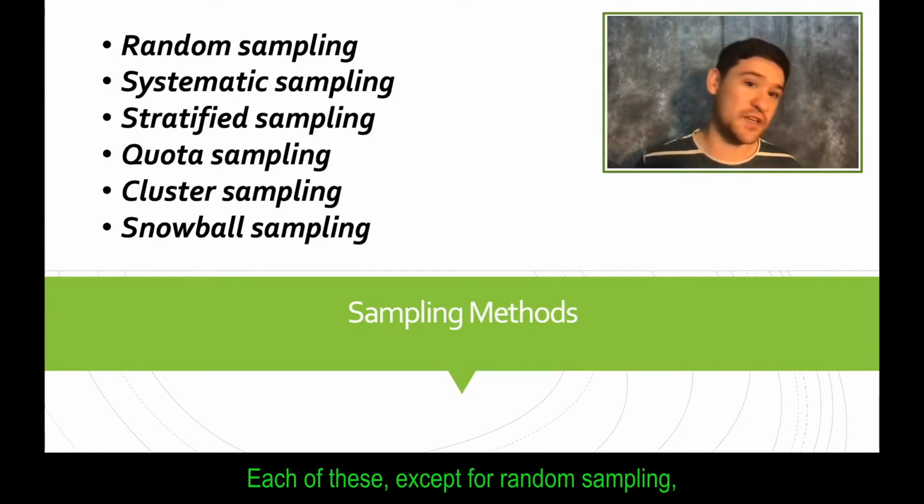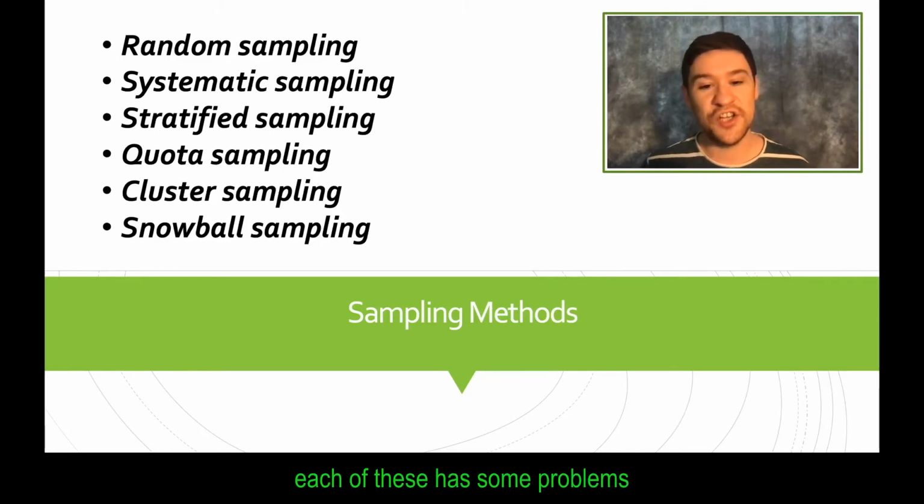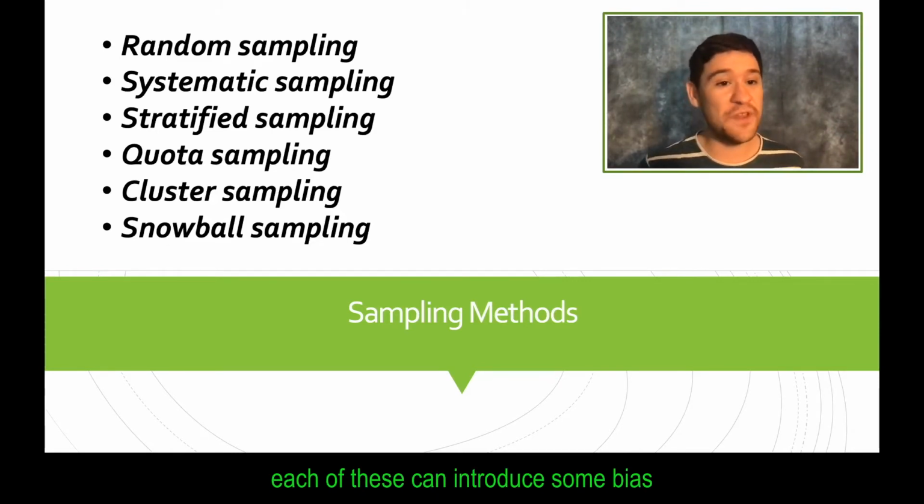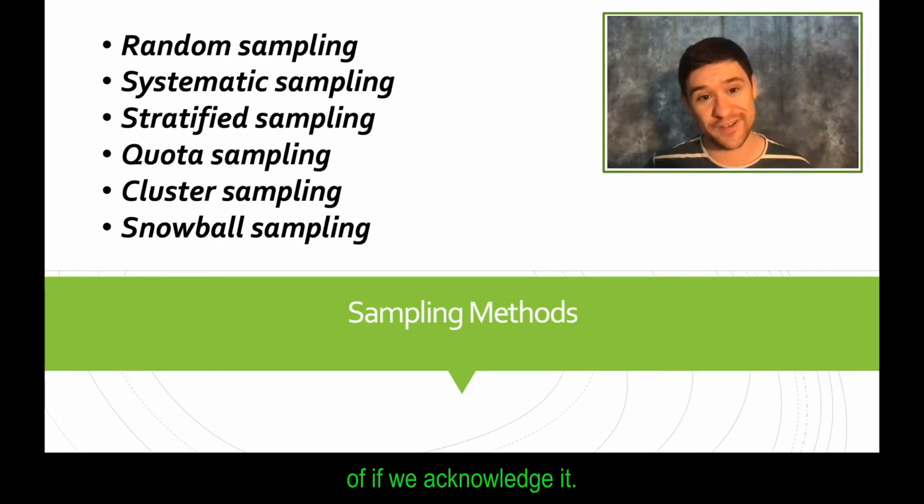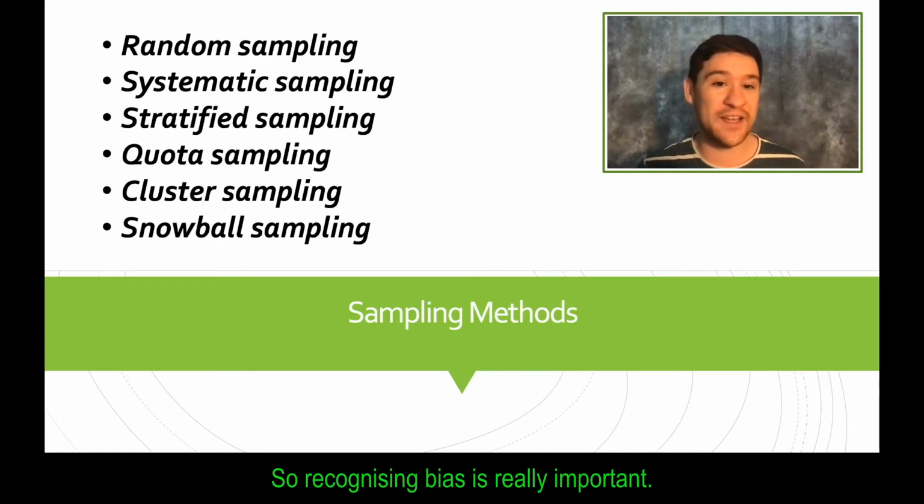Each of these, except for random sampling, has some problems. Each of these can introduce some bias. And bias is okay if we know how to deal with it, or if we acknowledge it. So recognizing bias is really important.